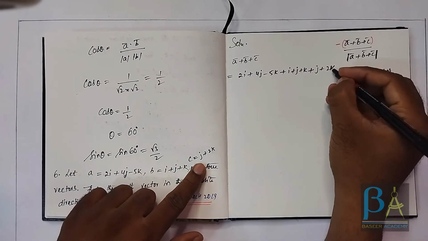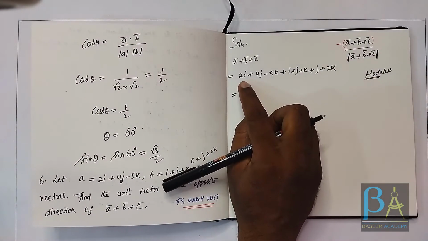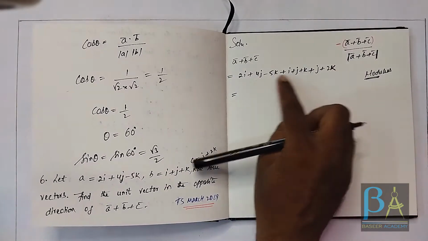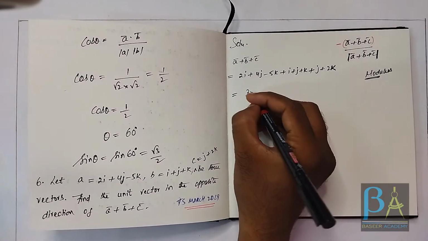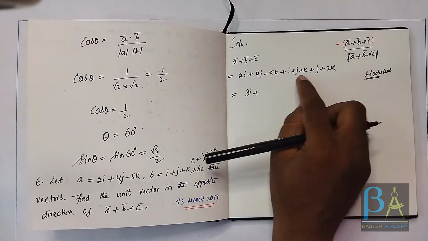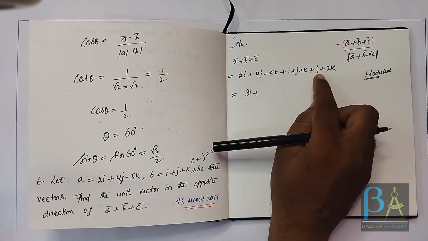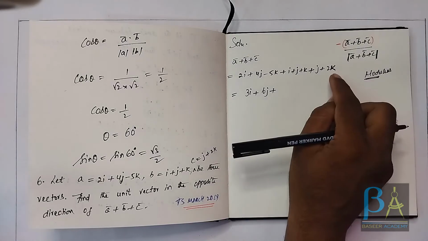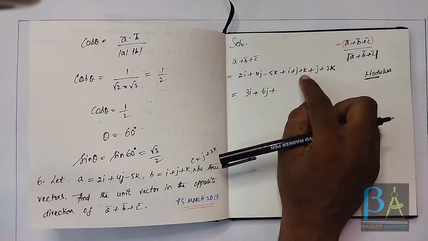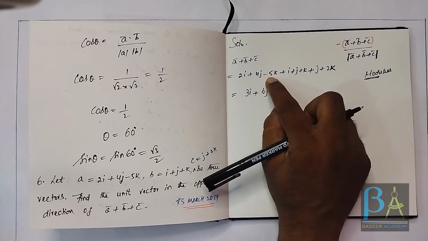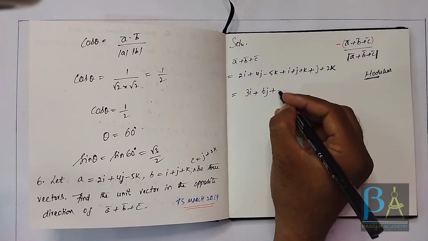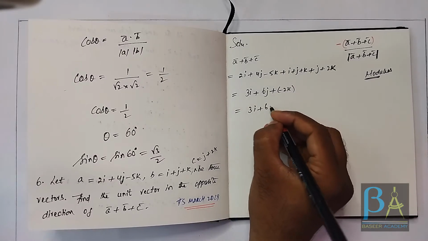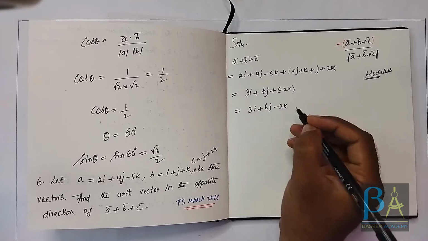Now, how are you going to add them? Add all the i's together. 2i plus i is 3i. Do I see any other i? I don't. 2i plus i is 3i. Add all the j's. 4j plus j is 5j, 5j plus j is 6j. Now add all the k's. 2k plus 1k gives us 3k. 3k minus 5k, minus 5 plus 3, gives us minus 2. So I end up getting minus 2k. So A plus B plus C is 3i plus 6j minus 2k.